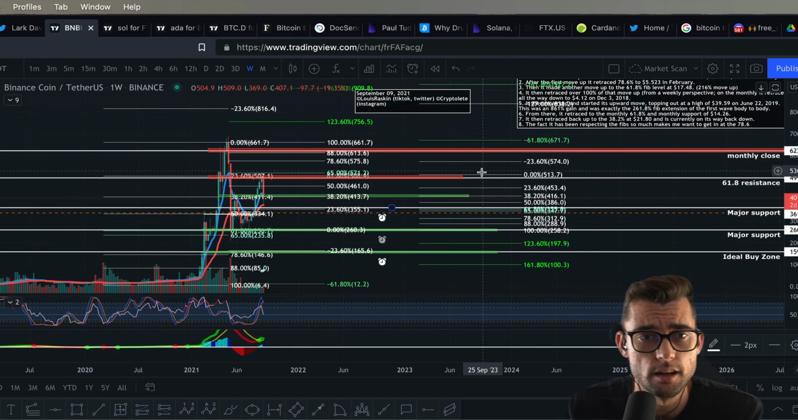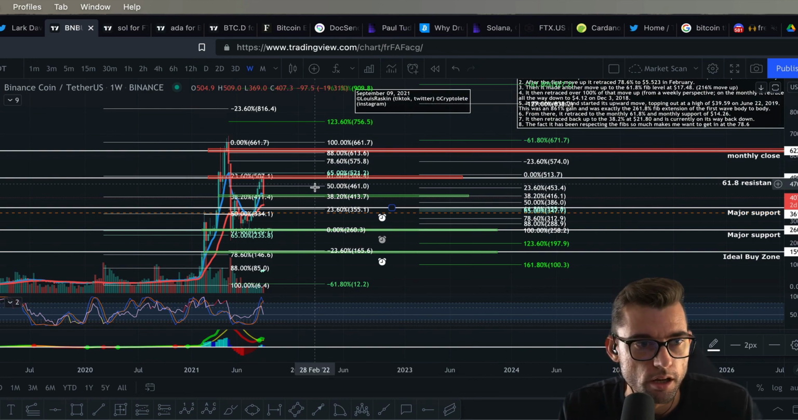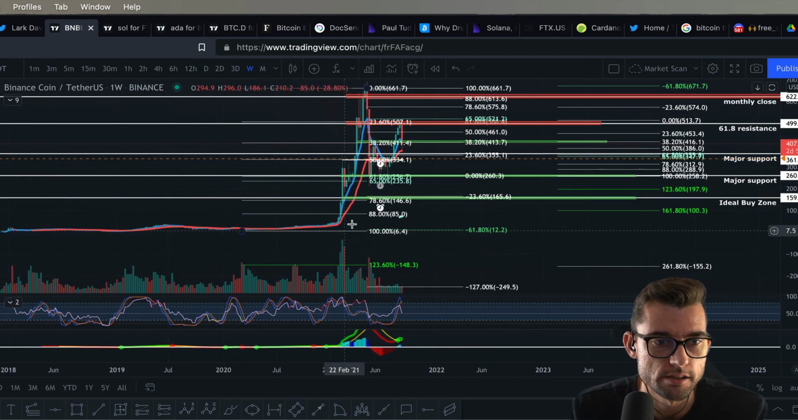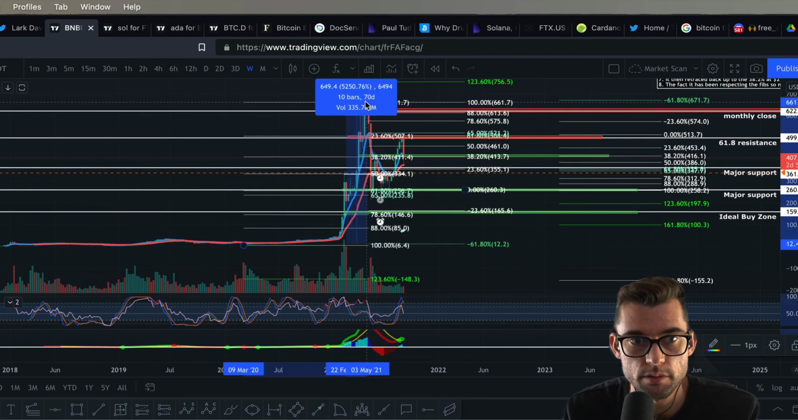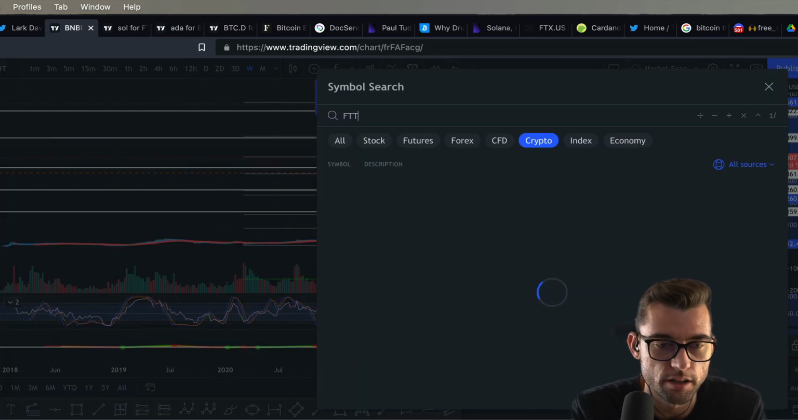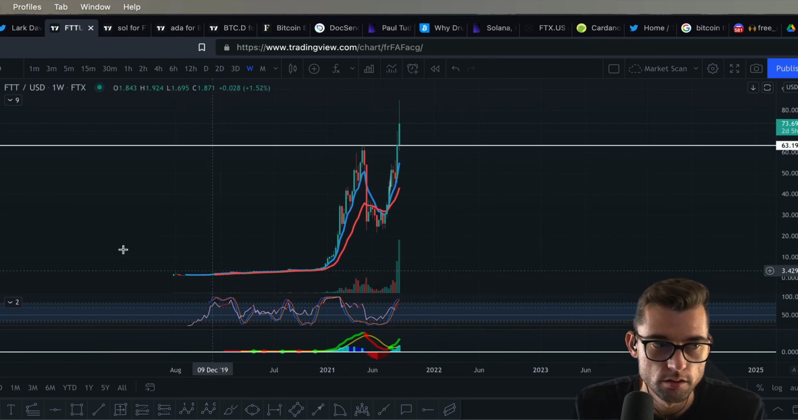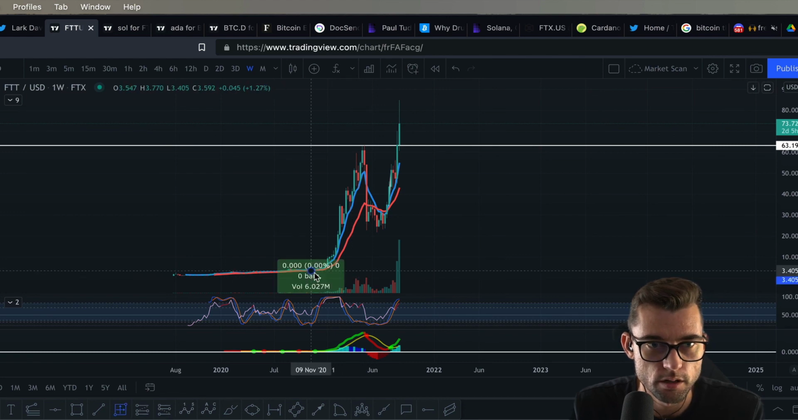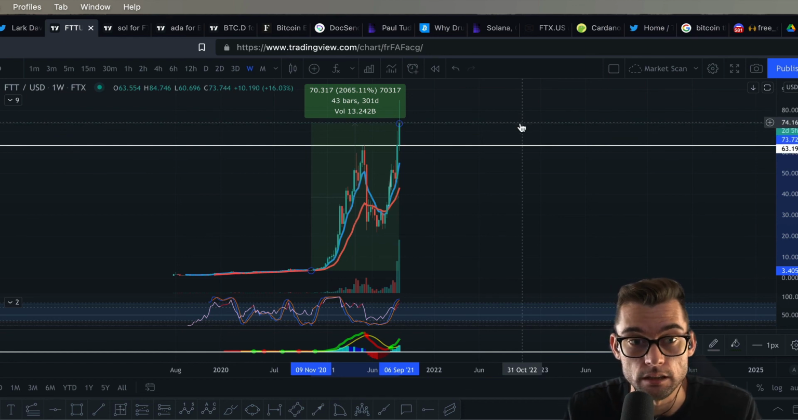Okay, so next up is BNB, and we're going to look at this. You could see BNB had that insane run up. BNB had a run up of 5,000%. Let me just check something out real quick. Look at FTT. So BNB had a 5,000% run up. What is the run up on this? 2,000. And FTX is gaining a lot more market share.